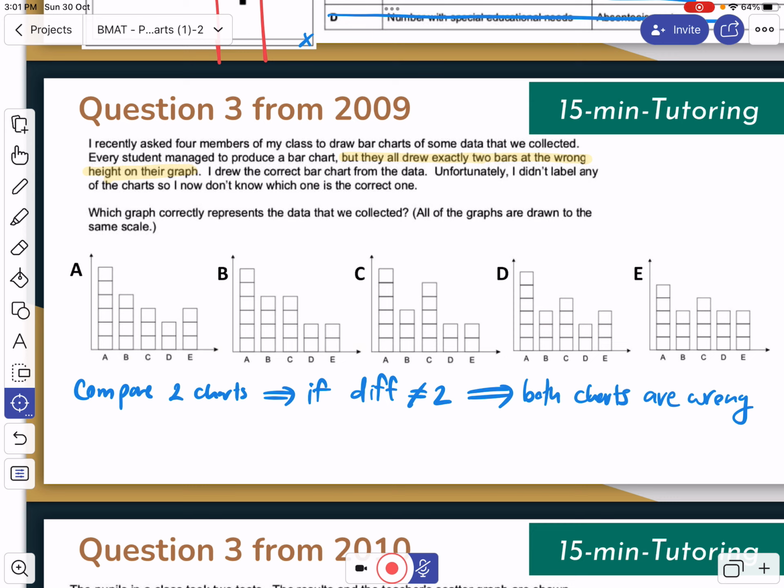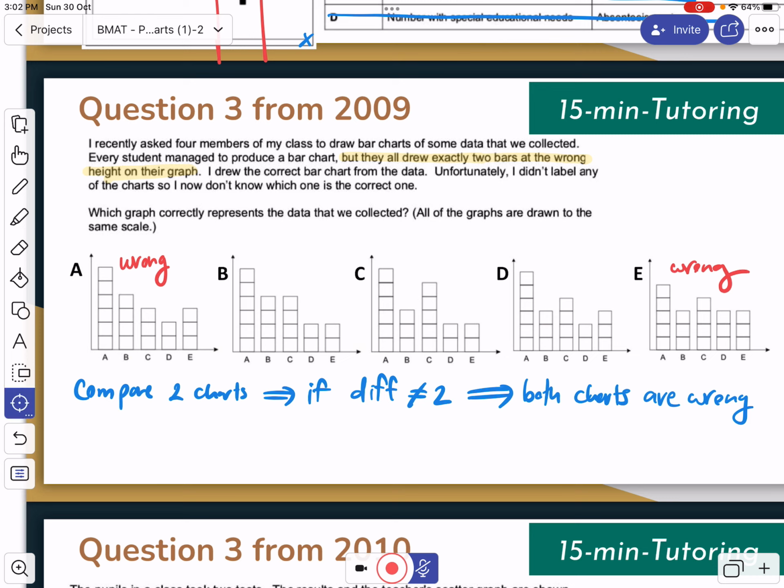In this case, I'll do A and E. They look really different. You look at A, the first bar, A and E. Are they different? Yes. Difference number 1. This bar, again, difference number 2. This bar, compare A to E, difference number 3. We have 3 differences, so actually A and E are both wrong, because the difference is not exactly 2.